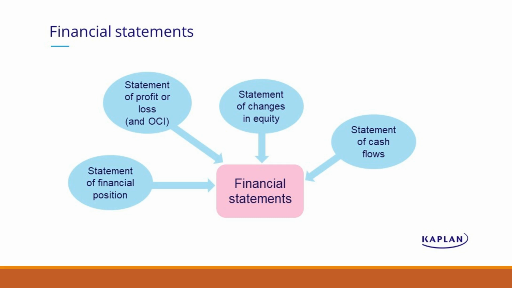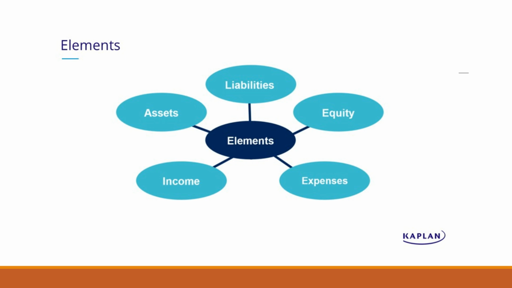The statement of changes in equity shows how the owner's equity balance has changed over a period. And finally, the statement of cash flows shows how the company's cash balance has changed over a period, broken down into operating, investing, and financing activities. These four financial statements, together, give a comprehensive picture of a company's financial health and performance. Here are the main elements, including assets, liabilities, equity, revenue, and expenses. In the coming slides, we will define these elements.